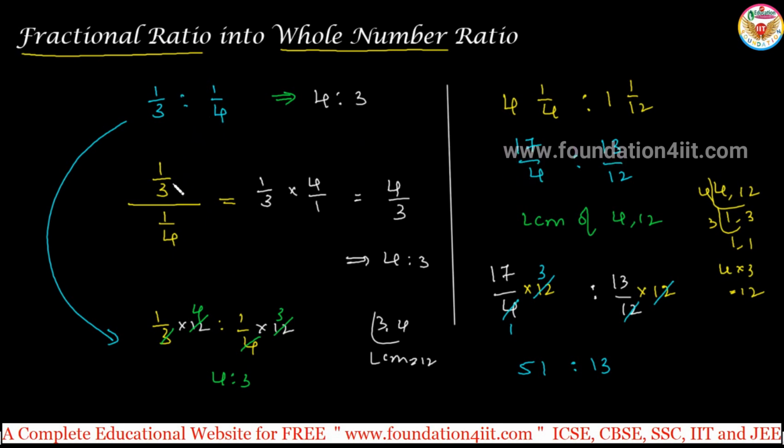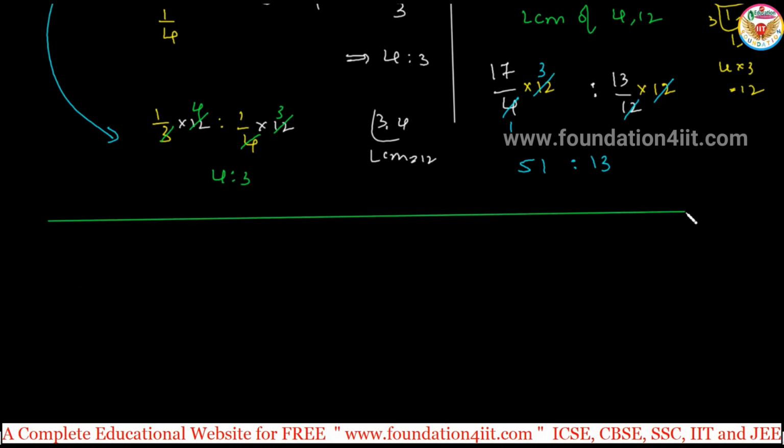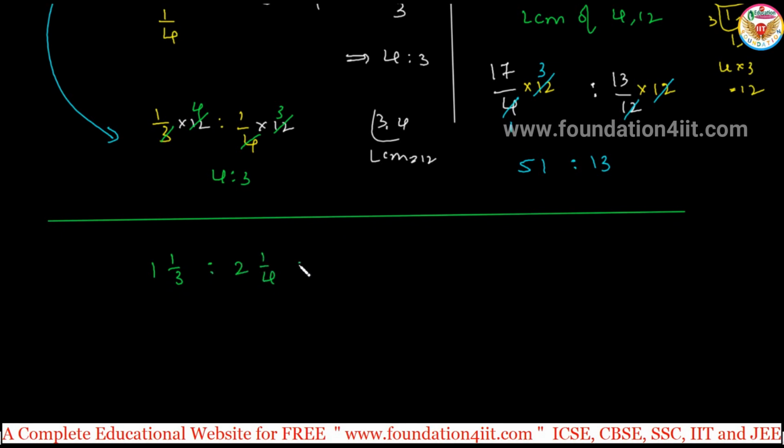So you can make the fractional ratio into whole number ratio in these two cases. If it is 2, okay, you can do division. In case of more than 2, comparing 3 quantities, let's take one example. 1 1 by 3 is to 2 1 by 4 is to 1 5 by 6.